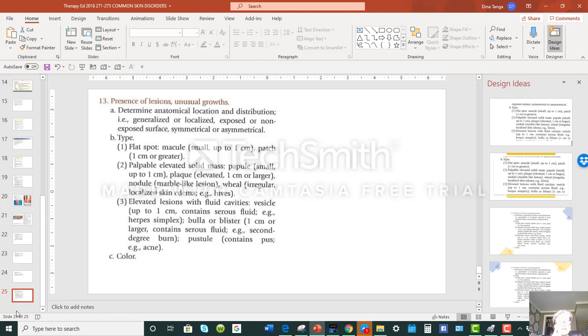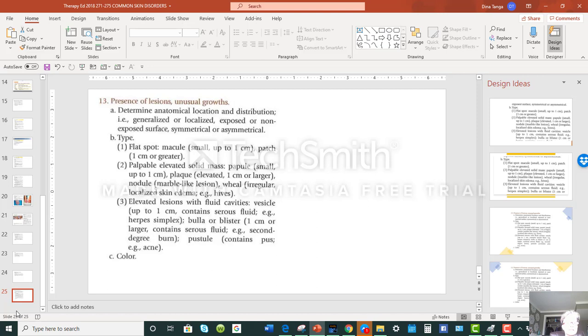Presence of lesions, unusual growth. Determine anatomical location and distribution, generalized or localized, exposed or non-exposed surface, symmetrical or asymmetrical. Type: flat spot, macule, small up to 1 centimeter; patch, 1 centimeter or greater. Palpable, elevated solid mass: papule, small up to 1 centimeter; plaque, elevated 1 centimeter or larger; nodule, marble-like lesion.